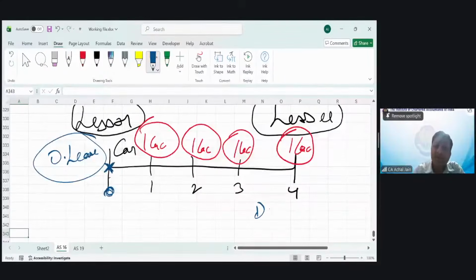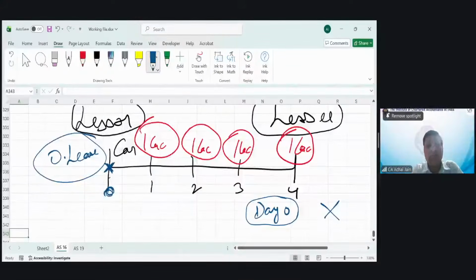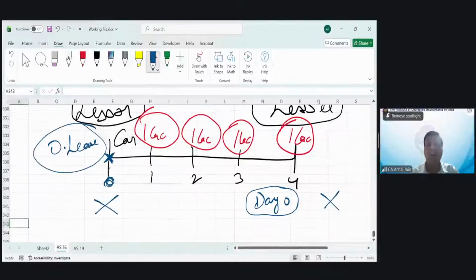On day 0, will there be any accounting entry on the part of lessee? No. Will there be any accounting entry on the part of lessor? No. Okay. So on day 0, they will not record anything. You may be thinking, but sir, there is a contract. Yes. They have done the assessment, but they will not do the accounting on day 0. So when do they record this? At the end of year 1.